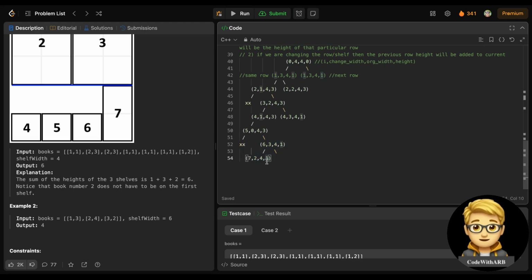So what will we return? We need the height, right? So the height would be this one, which is 1. So we will return 1 from here, return 1 from here. And what is 1? That is the final height, the height which we are storing. Because we are storing the height, we will return this one, right? And the next option is that we place this 6 in a different row.